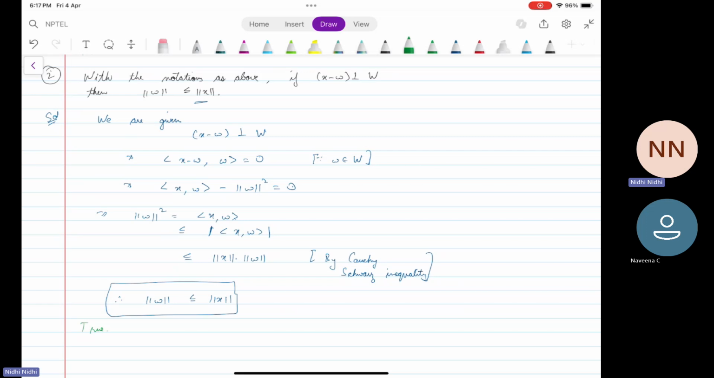This was just basic use of the properties of the inner product, the way inner product is defined, and the Cauchy-Schwarz inequality. Also, the definition of orthogonality. Next, we'll be using a characterization of the orthogonal projection.